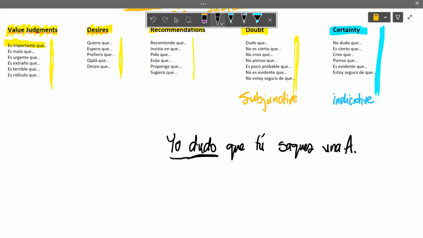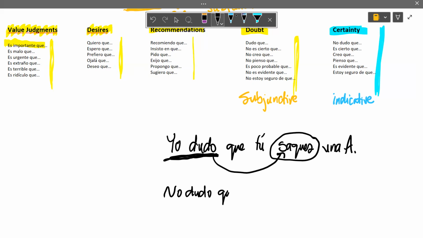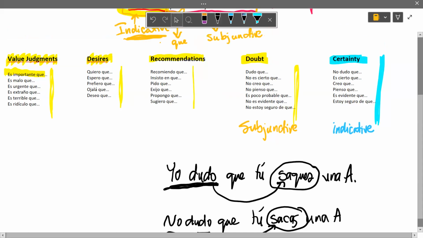We have this as setting us up for a subjunctive. It is expressing doubt. So we know that over on this side, after the que, we have to conjugate this verb in the subjunctive. However, if I say no dudo que tú sacas una A, over here, no dudo que expresses certainty, thus whatever comes afterwards is not going to be in the subjunctive.